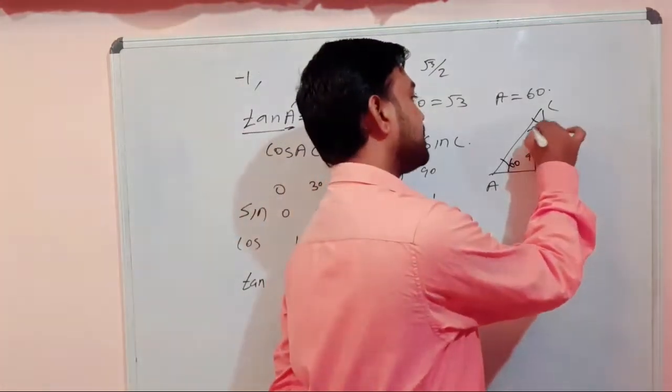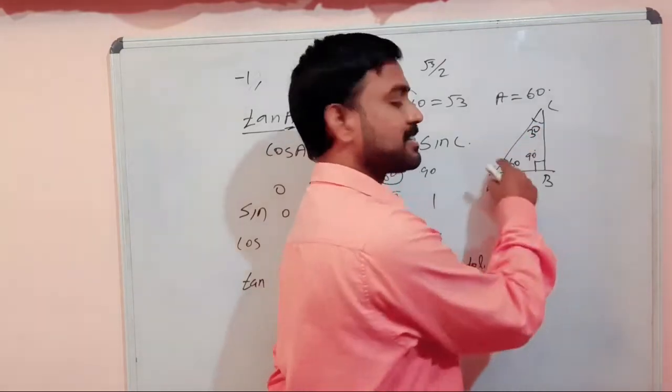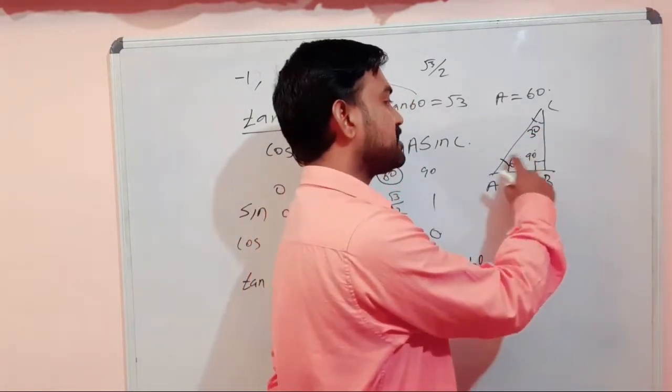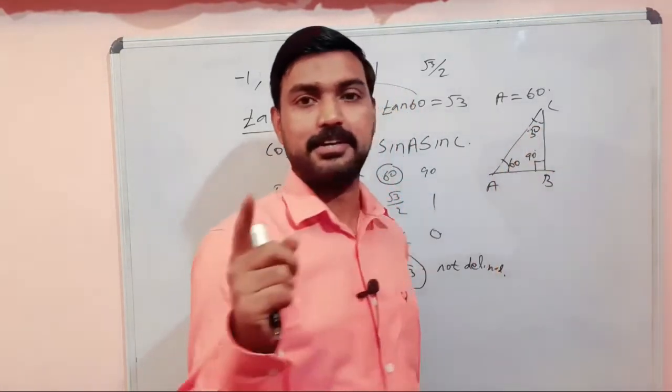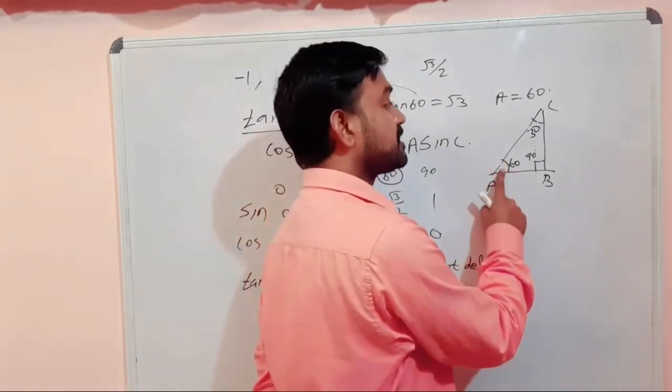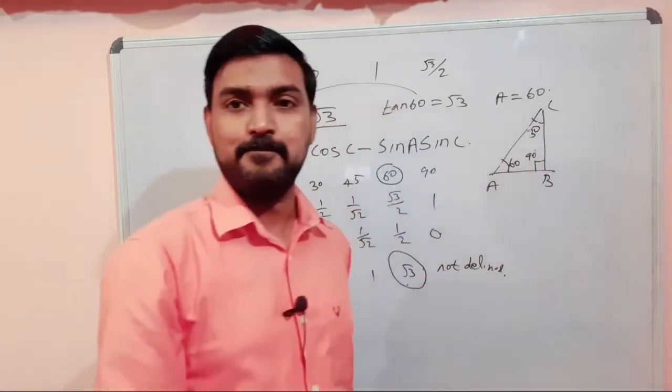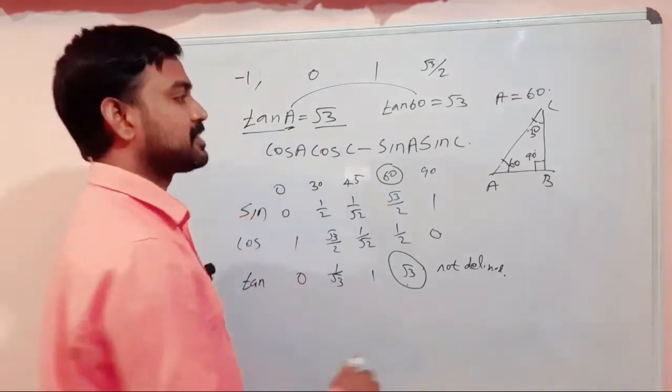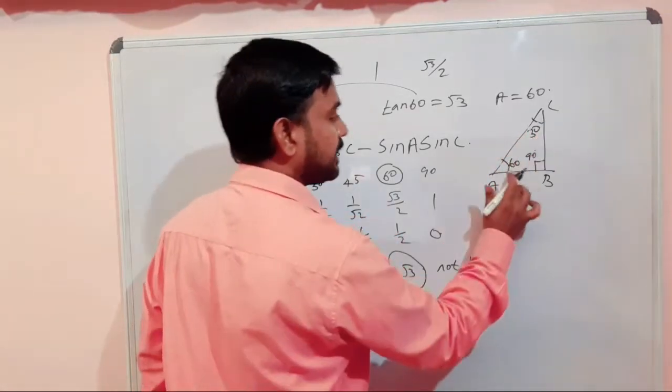How did we get this 30 degree? Because the sum of three angles is 180 degree. Here 90 means these two sum will be 90, because 90 plus 90 is 180. So here 60 is there, so the balance 30 will be there. Can you understand? So my dear students, we got C is 30 and A is 60.